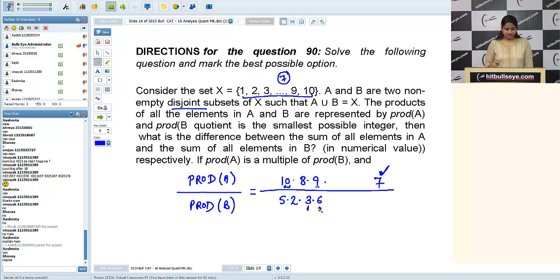Bhavya, see, the thing I was telling you, that 7 should be in the numerator only because there is no other multiple of 7 other than 7. So if you take 7 in the denominator, we don't have any other multiple of 7 in the numerator. In that case, product of A will not be a multiple of product of B. Is it okay, Bhavya, then?